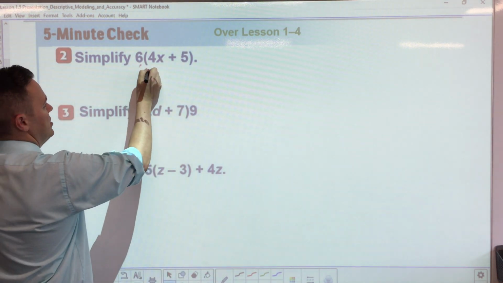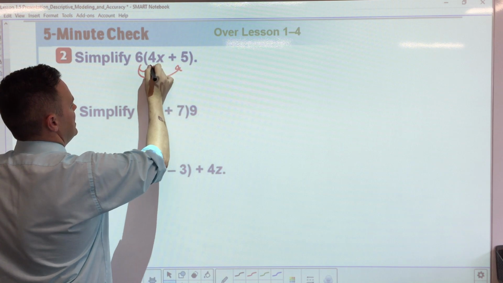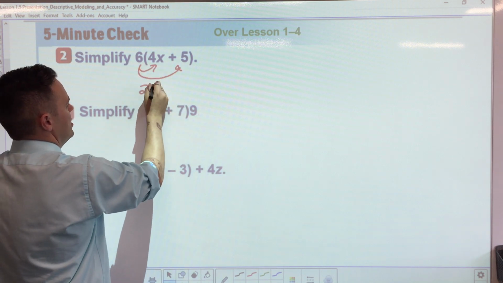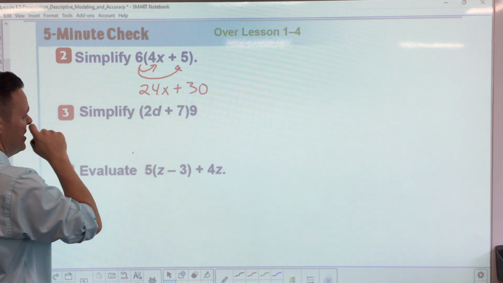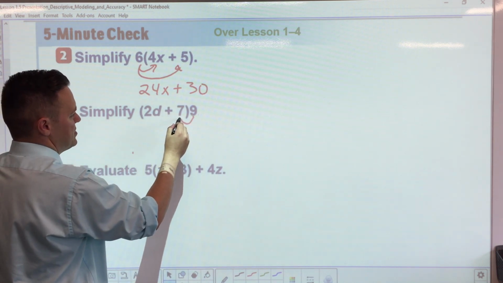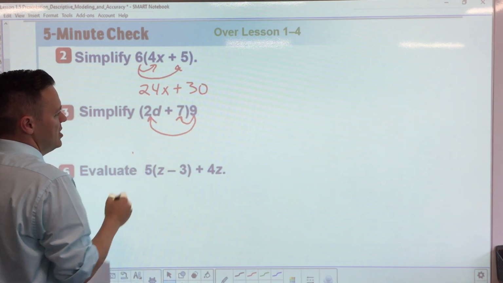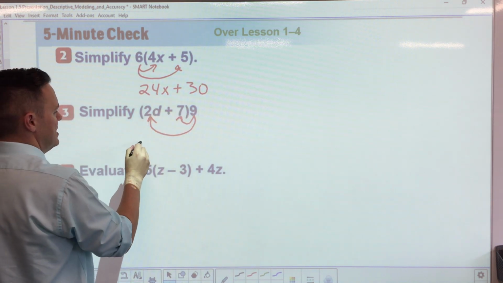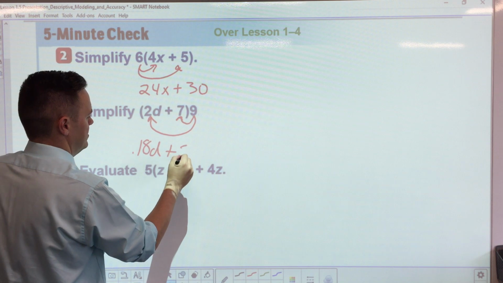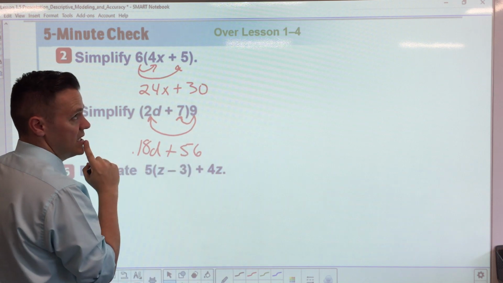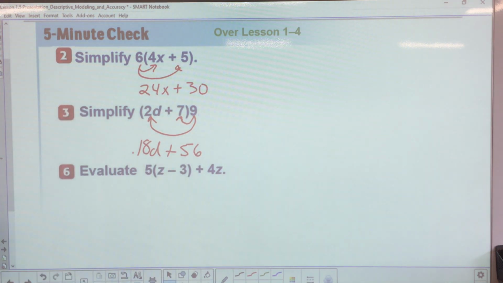So distribution, you take the 6 and you multiply it into here and into here. So 6 times 4, 24x plus 30. That's it. Okay, on this one here, the 9's on the opposite side, but it doesn't really matter. Multiply it on there. So 2 times 9 is 18d plus 9 times 7 is 56. Yep, okay. And then evaluate this as well.